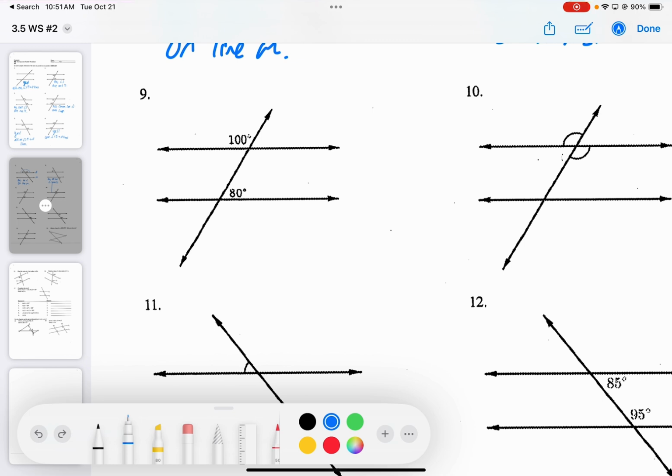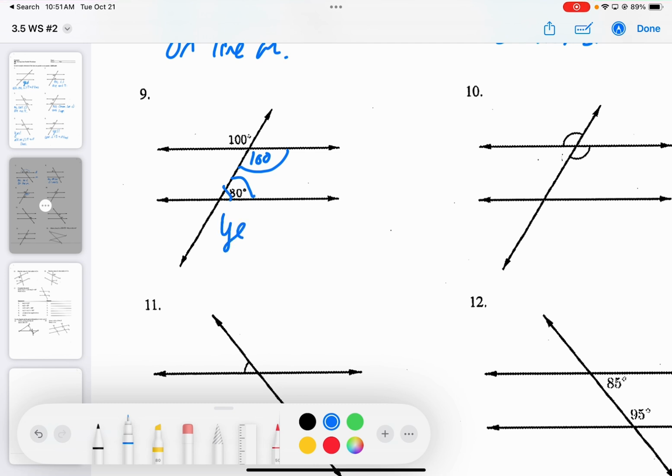Like, those aren't corresponding, right? They're not alternate interior. They're not alternate exterior. They're not consecutive interior. However, let's move that 100 degrees around. Where could I put that 100 degrees? I could very easily put it right there, right? And then if I put it right there, what do you know about these angles? They would add to equal 180 and they're consecutive interior angles, like you said.